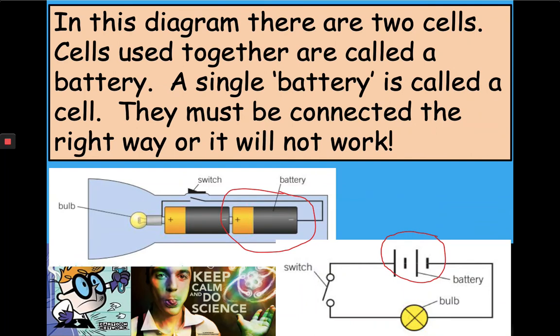So we've got two diagrams at the bottom here that we've already come across. In these diagrams there are two cells. Cells used together are called a battery. So you've got two cells next to each other. As you can see in the torch, there are two cells together, and that makes the battery. A single battery is called a cell. They must be connected the right way or it will not work. Obviously you've got your positive and negative on your batteries. The positive and negative have to be touching for it to work. You can't have a positive and a positive or a negative and a negative.